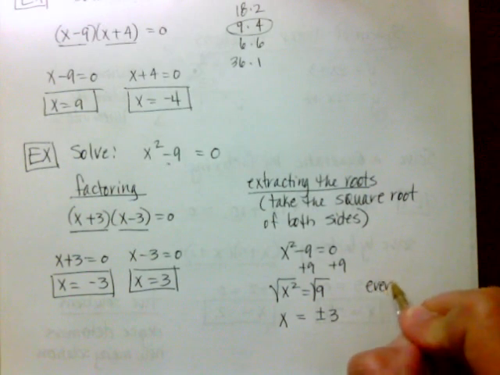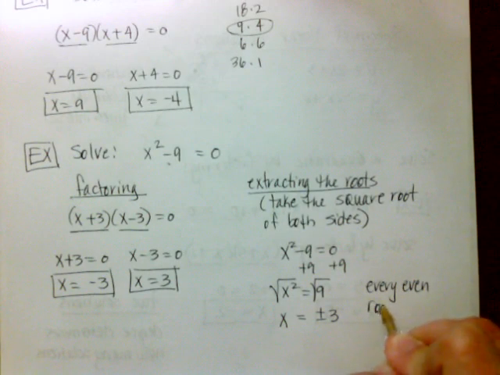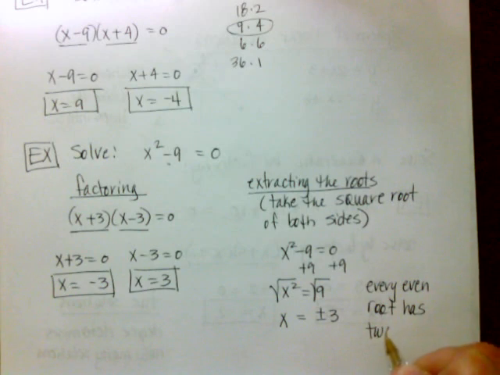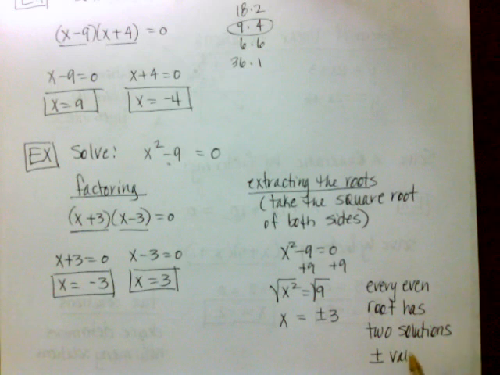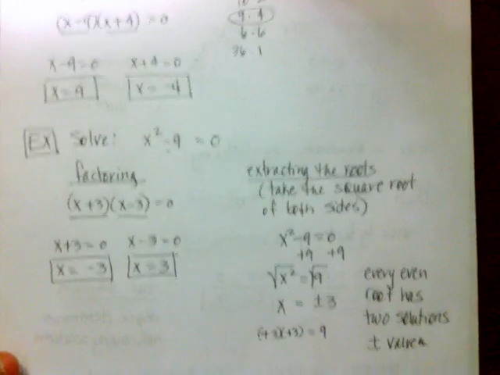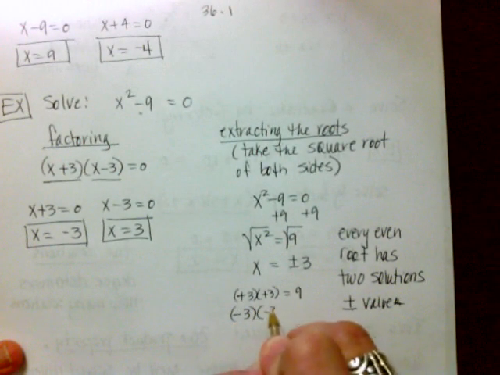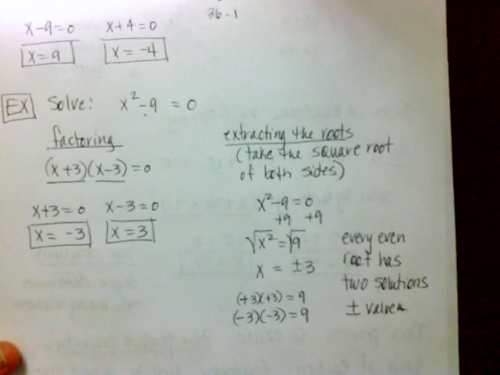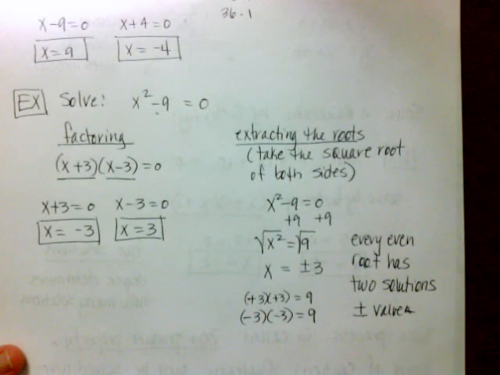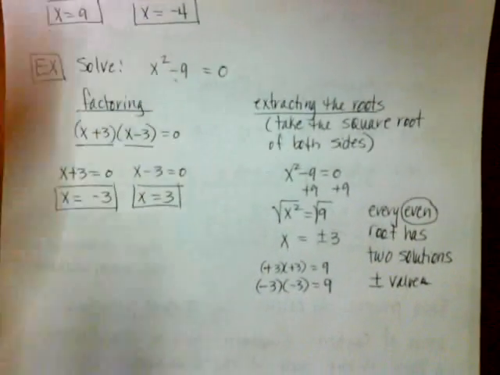Every even root has two solutions. And those two solutions are plus or minus whatever the value is. Let me show you how it works. If I have a positive 3 and a positive 3, I get 9. If I do a negative 3 and a negative 3, I also get 9. So every even root has two solutions. Even is the key word. We will do lots of different types of roots this year.